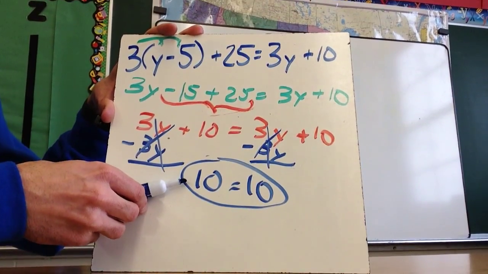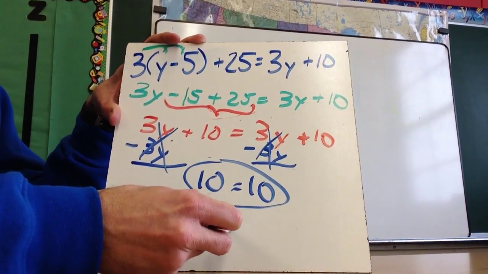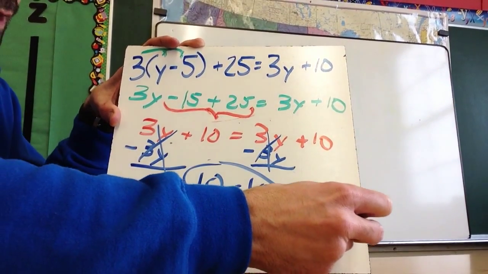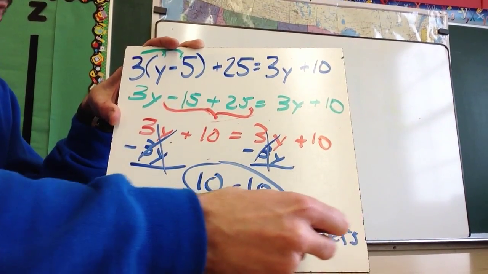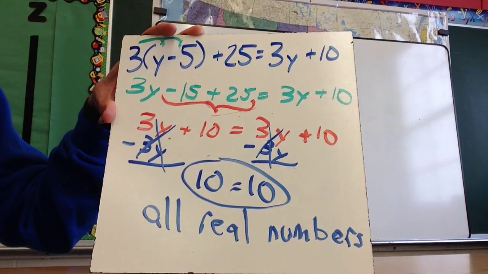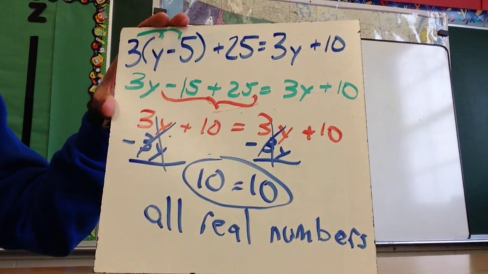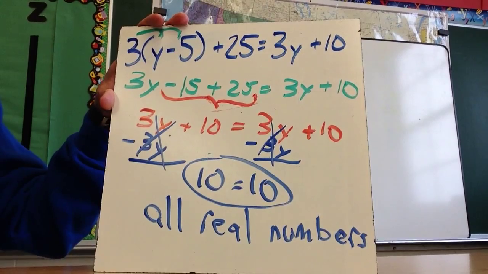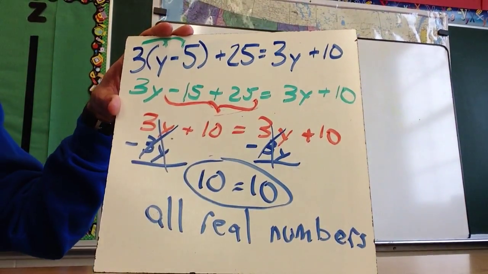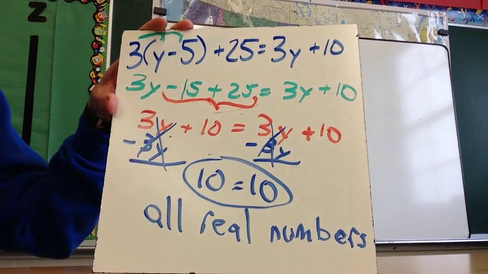If this statement is true at the end, then my answer is all real numbers. And what this means is that I can substitute any number I want in for y, and this statement will be true. So if you came back up here and picked any number you want, 1 million, negative 4, 0.0003, all of these numbers would make this statement true, because this side will always equal that side.